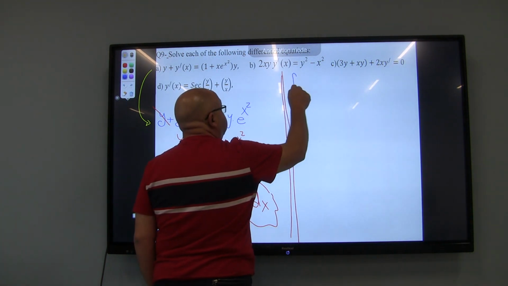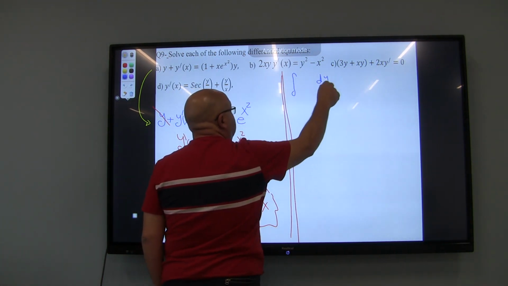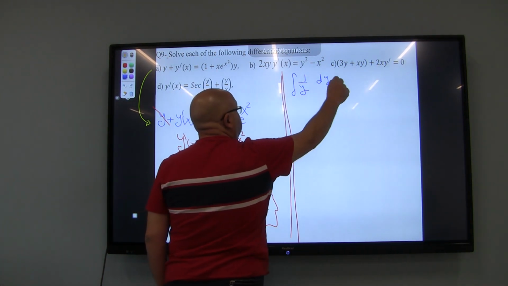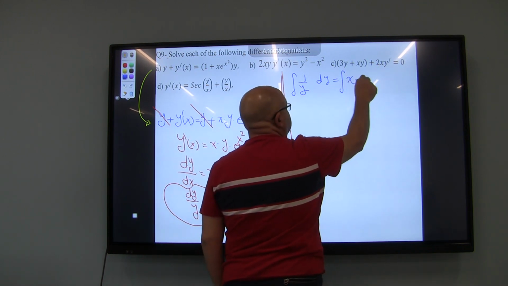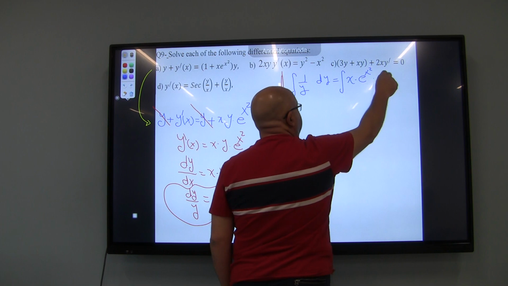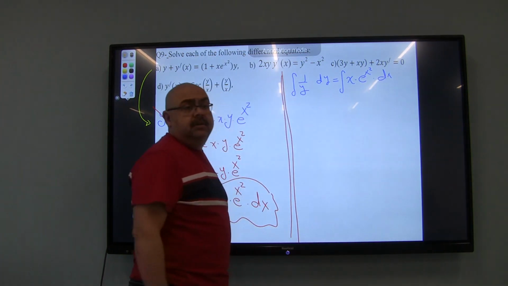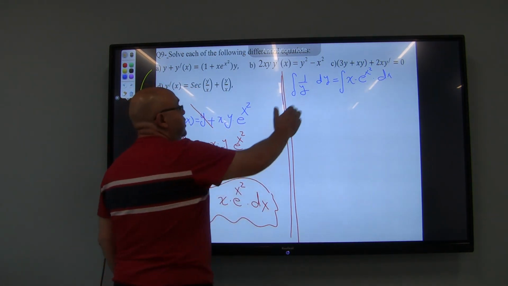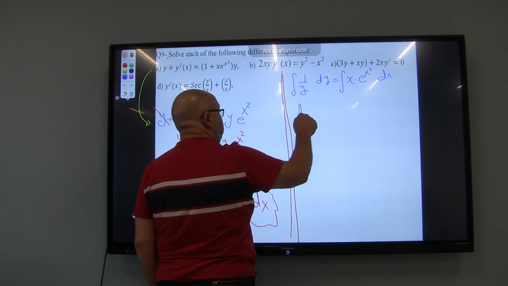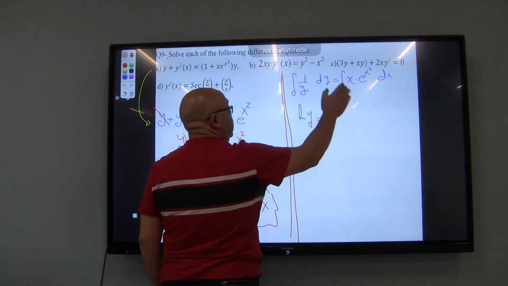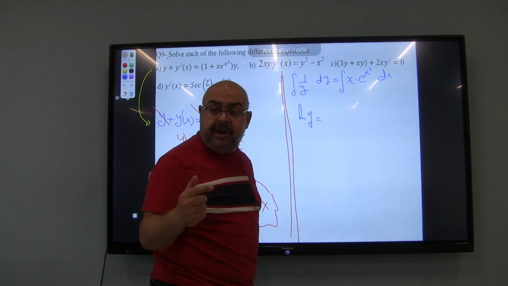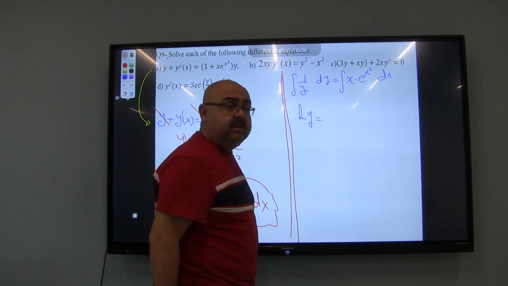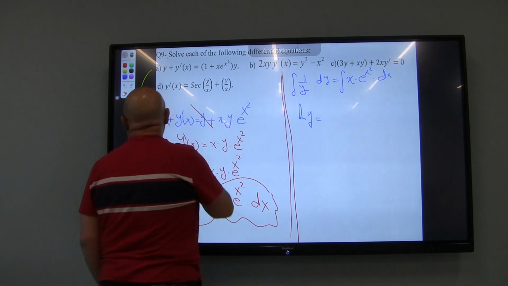So I will integrate dy 1 over y, which is going to equal the integration of x times e to the power of x squared with respect to dx. Remark, the left-hand side is integrable, which is going to be ln of y. The other side also is integrable. Any ideas about integrating x times e to the power of x squared dx? Any ideas? You can integrate it.